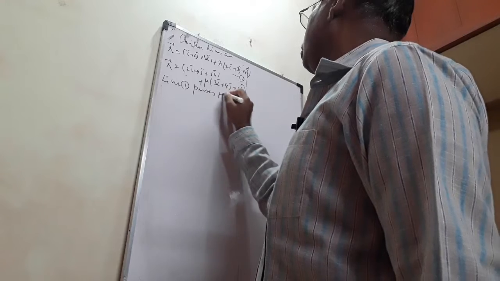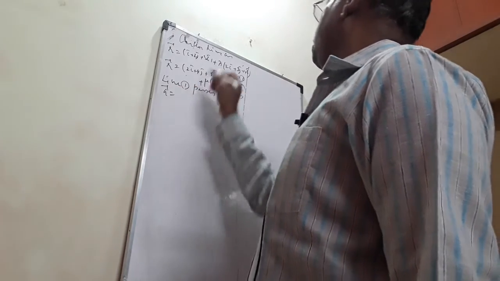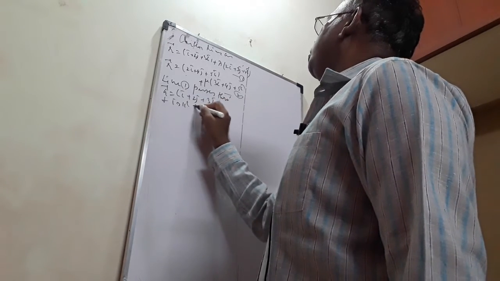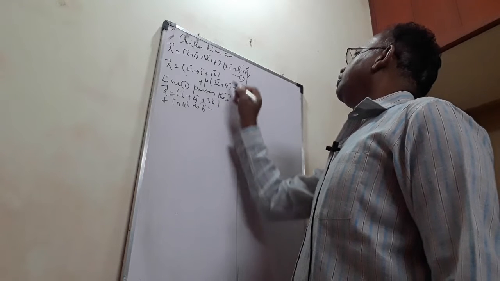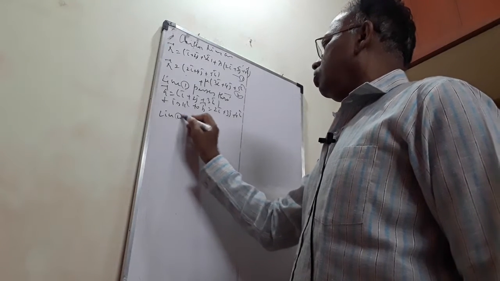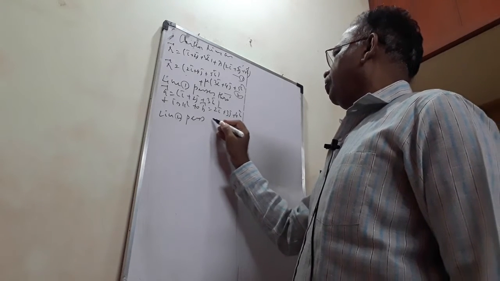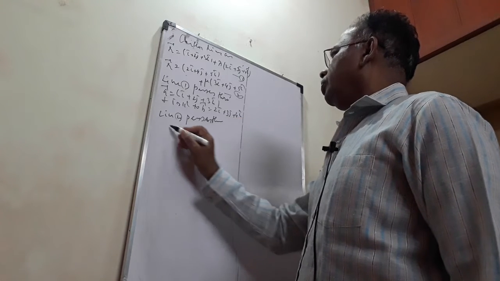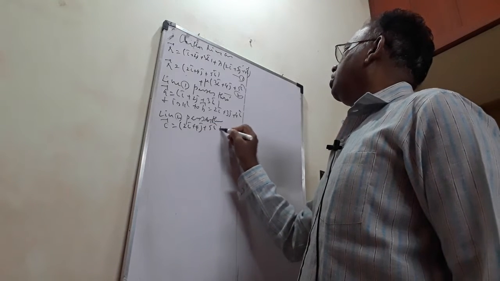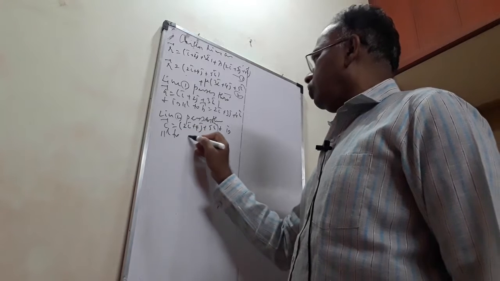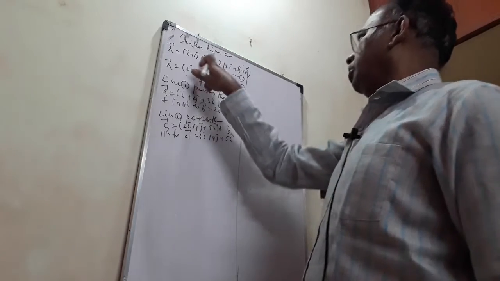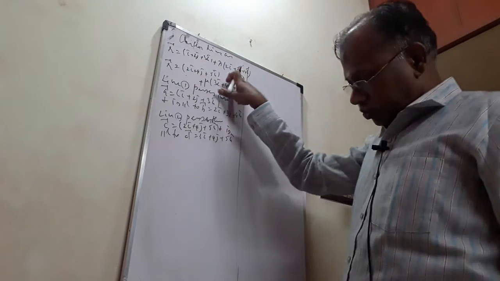Okay, now line 1 passes through, that is my A vector, i plus 2j plus 3k, and is parallel to the B vector, 2i plus 3j plus 4k. Then line 2 passes through the C vector, 2i plus 4j plus 5k, and is parallel to the D vector, 3i plus 4j plus 5k. This is the vector it passes through, and this is the vector which is parallel.